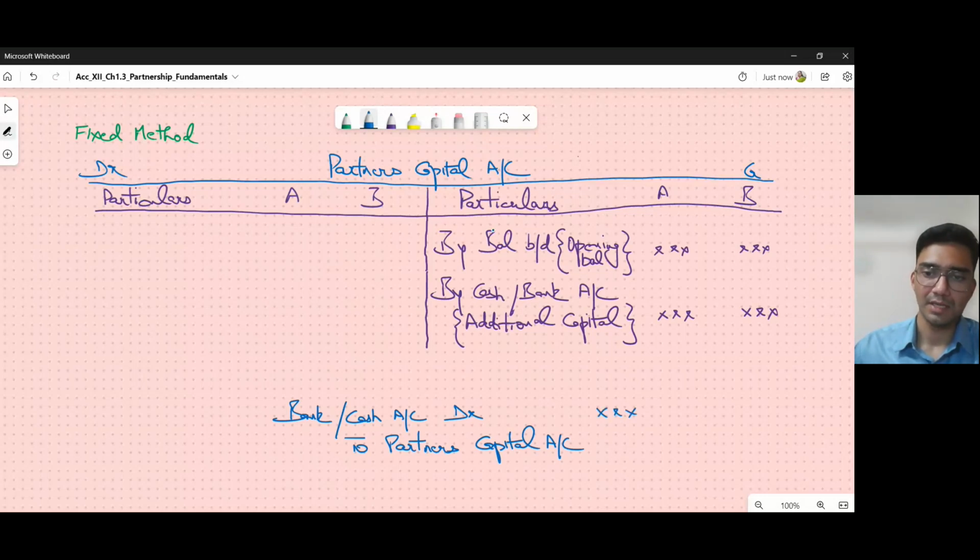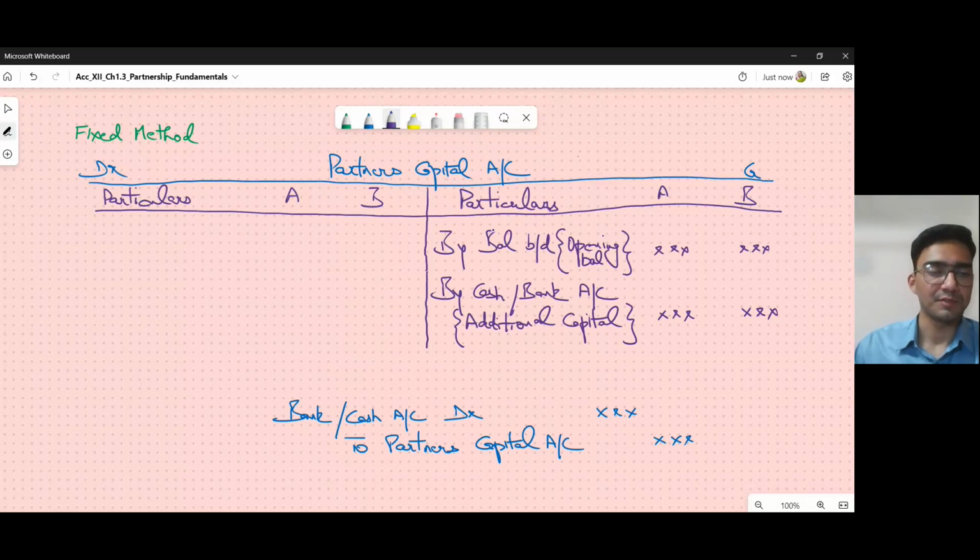So you've debited it. And partners capital account, why is it credited in this case? Because the liability is being created. These partners have brought in more capital. So the liability has increased. So therefore the second entry here on the credit side says by cash or bank account, and I show that amount which they additionally bring in the middle of the year.